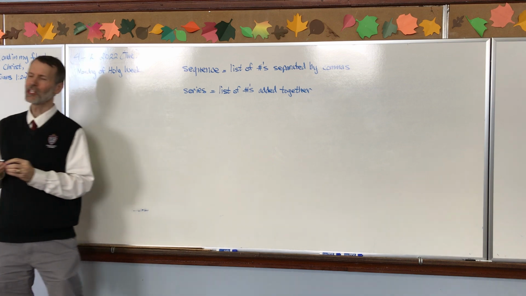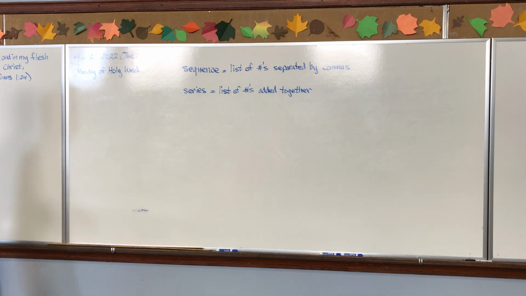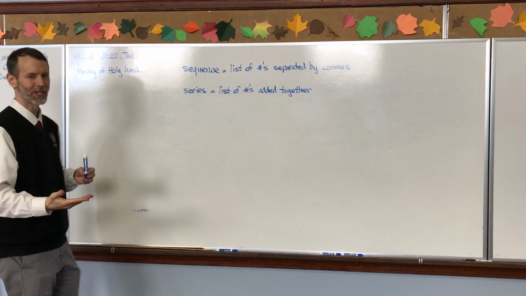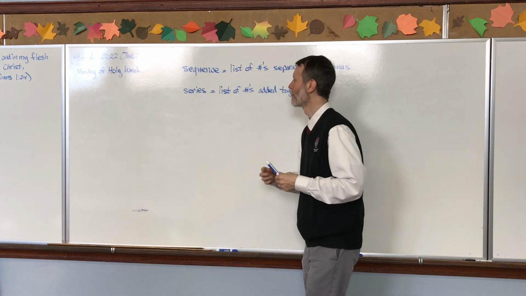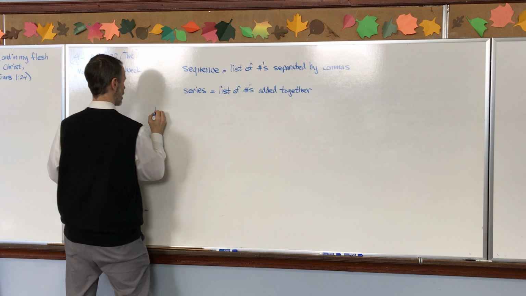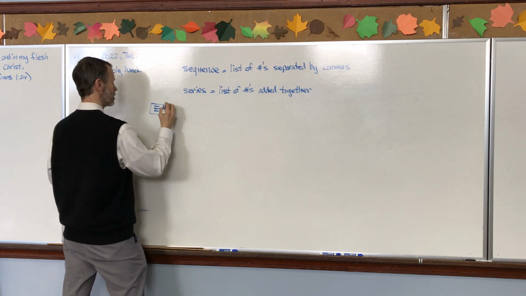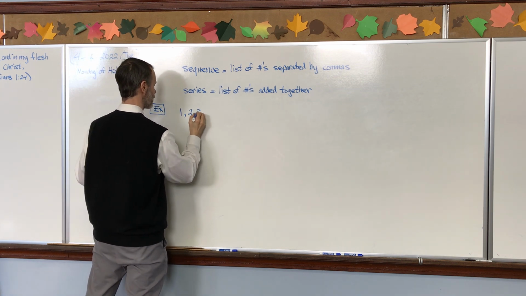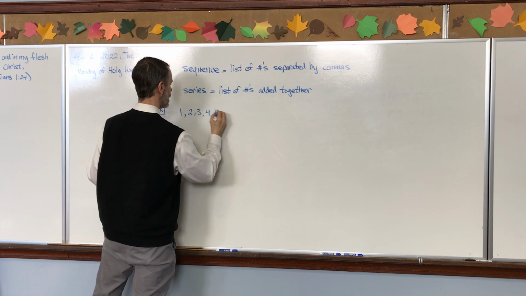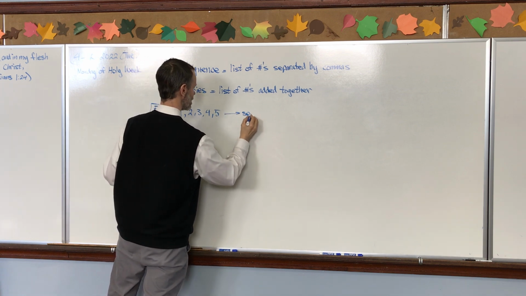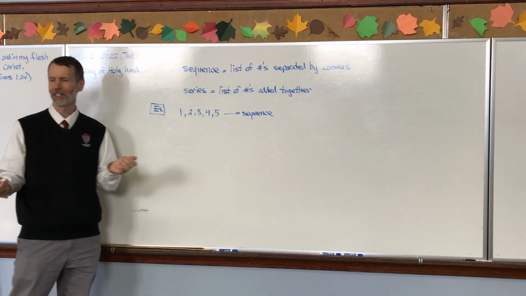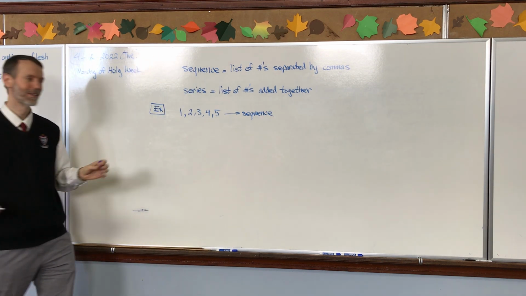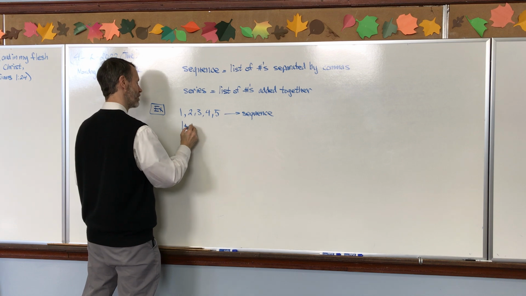We were playing with sequences yesterday. We were trying to predict like the 10th number in a sequence or the 100th number in a sequence. Series are a little different. A quick example. 1, 2, 3, 4, 5 is a sequence. So how do you tell the difference between that and a series? This way.